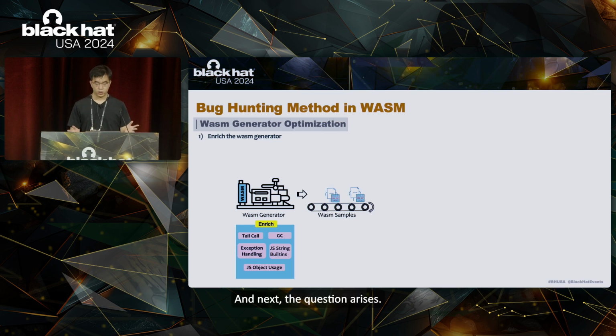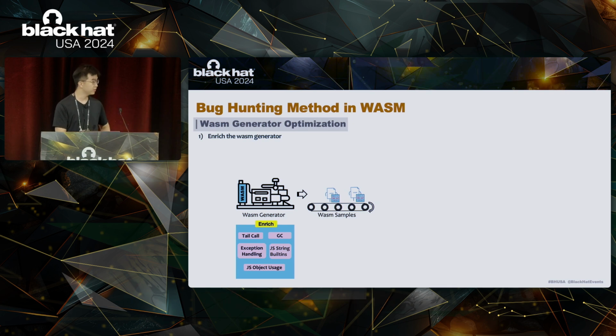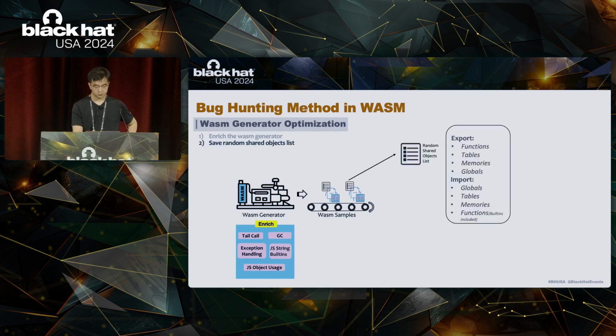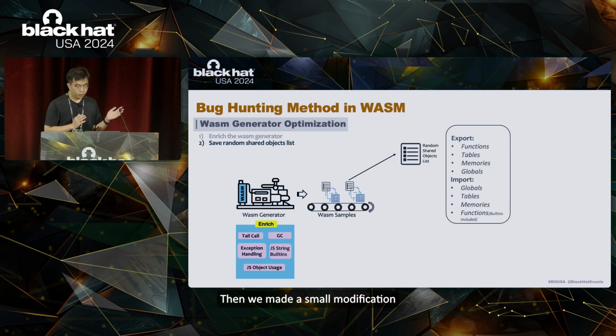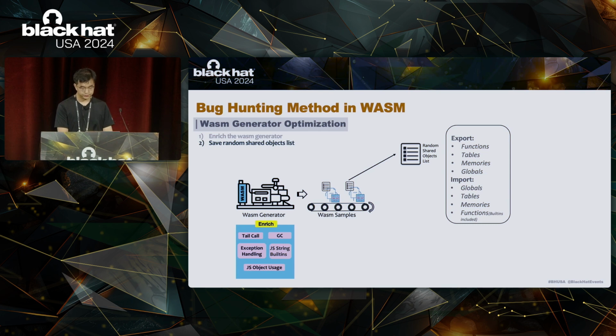And next, the question arises. We need to test the factors that increase the complexity of the WASM. So the first step we take is to enrich the WebAssembly generator itself. Then, we made a small modification to the generator when producing WebAssembly samples, which was to increase the use of the imports.